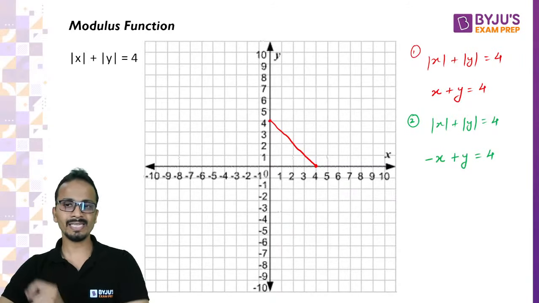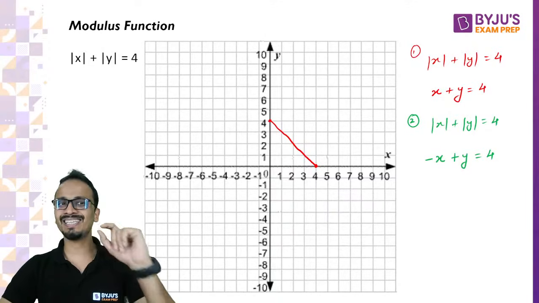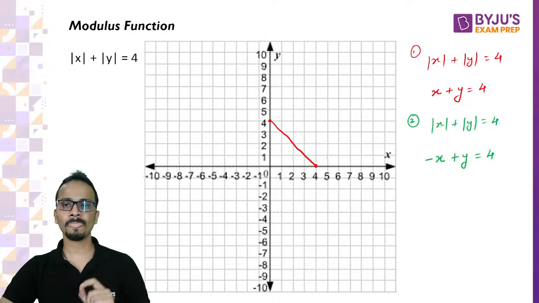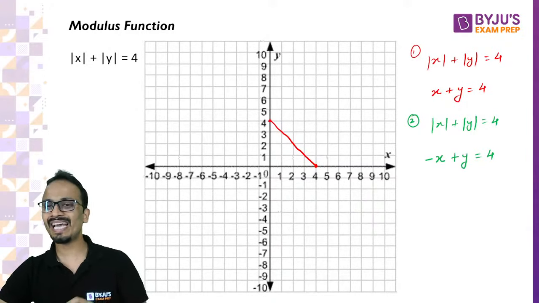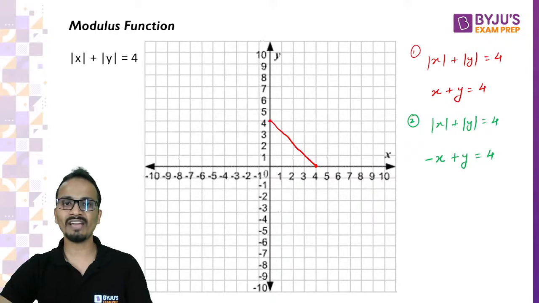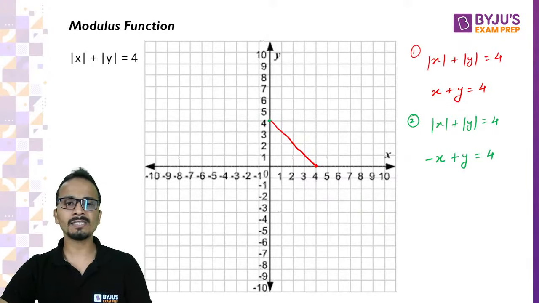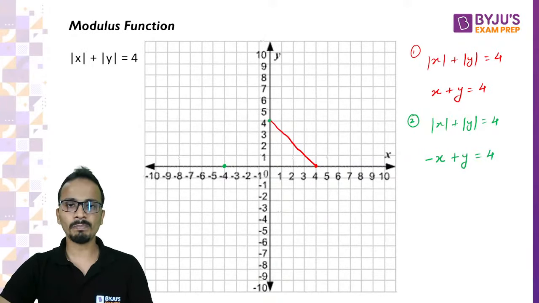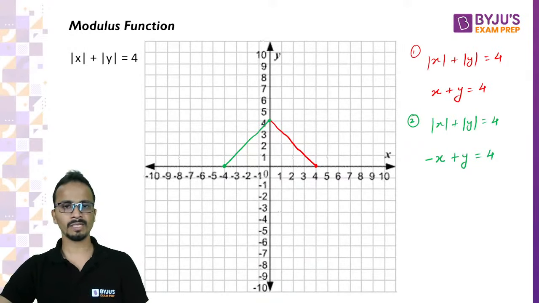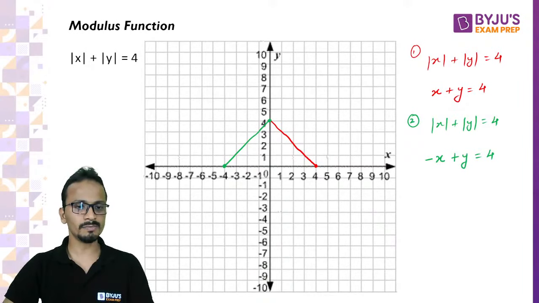So in this case, if I plot this in the second quadrant only, putting x as 0, y will be equal to 4, and putting y as 0, x will be equal to minus 4. So the line will pass through these 2 points, and the graph will be like this. Let's move on slowly and slowly.